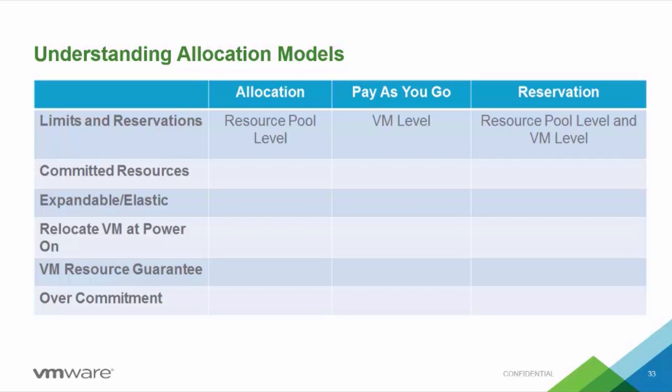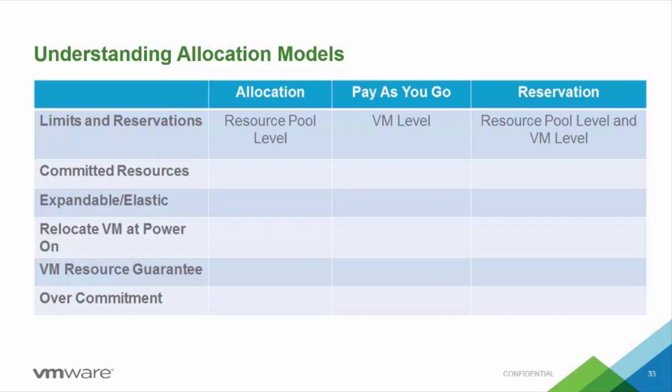What we're talking about here is where we're allowed to place these limits and reservations by our configuration. When we're creating an allocation model, we're setting resource pool level limits and reservations only. A guarantee factor does push some of those values down to the VM, but what we're actually doing is setting things at the resource pool level. Pay-as-you-go, on the other hand, is completely different, and that's VM level only. When we're creating our org VDC, we're not setting anything on the resource pool. We're just setting things at the VM level.